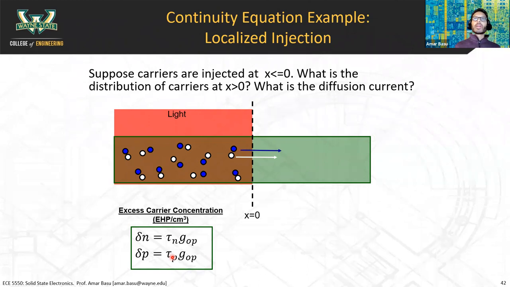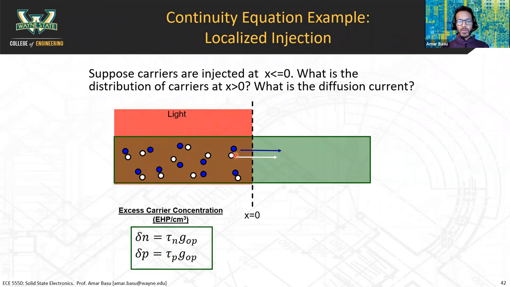So we think about the four carrier processes: generation, drift, diffusion, and recombination. On the left side, we have a lot of generation happening because we're shining light on the material. Is there an electric field? No, so there's no drift happening. But is there a concentration gradient? Yes, so there's going to be some diffusion happening. And is there some recombination happening as well? Indeed there is, because we're generating all these excess carriers on this side.